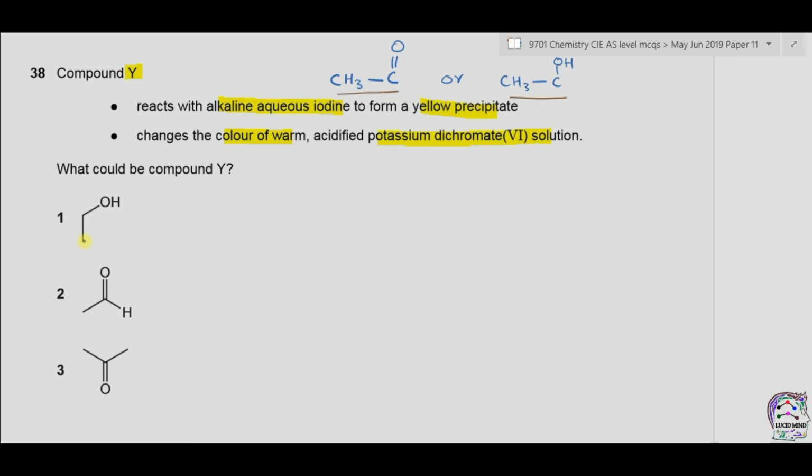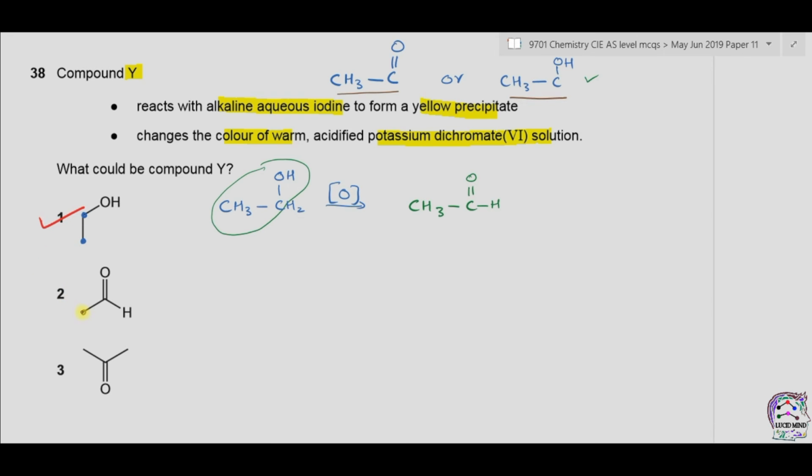Let's draw the structures. For the first we can see that there are two carbon atoms and one OH group is attached. So this is a primary alcohol, and a primary alcohol can be oxidized to an aldehyde. So the second statement is true for this one. Also we can see that CH3CH(OH) is present, which is responsible for the yellow precipitate in the alkaline aqueous iodine reaction. So therefore option 1 is correct.